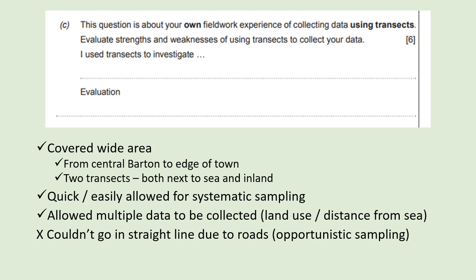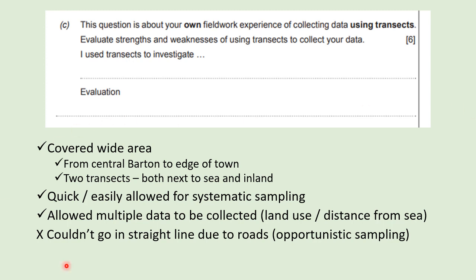Now, you will get asked about your own use of transects. And the worst they can ask you is 6 marks. And I reckon this is about the hardest one they can do. So evaluate the strengths and weaknesses of using transects to collect your data. And you used transects to investigate the risk from erosion at Barton-on-Sea. So you do need to know what you are using transects for. And then evaluation. And again, tell me what's good, tell me what's bad. 6 marks, I'm after 3 points.